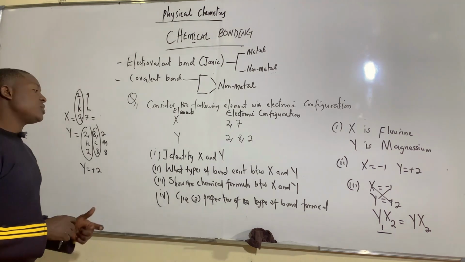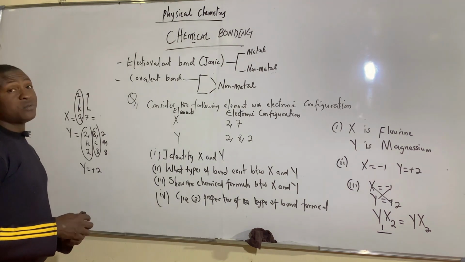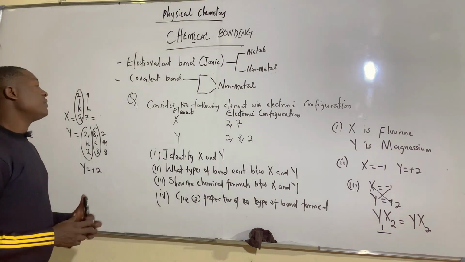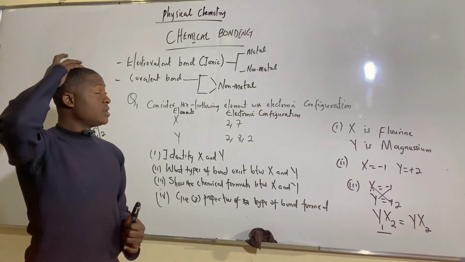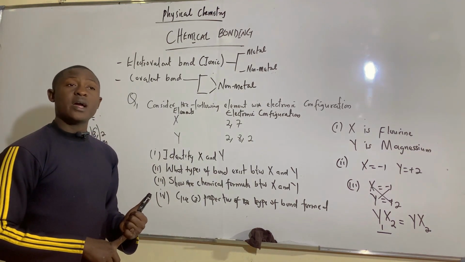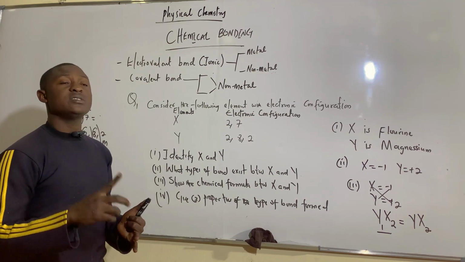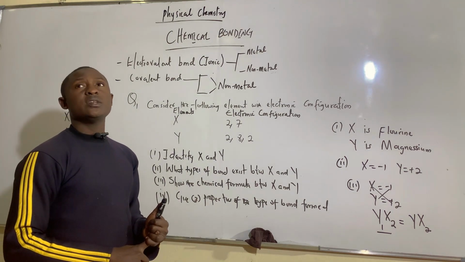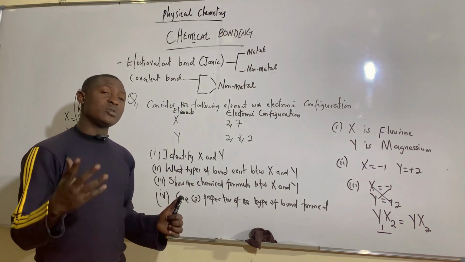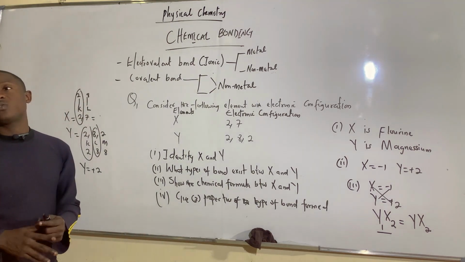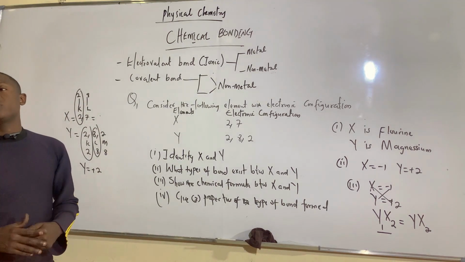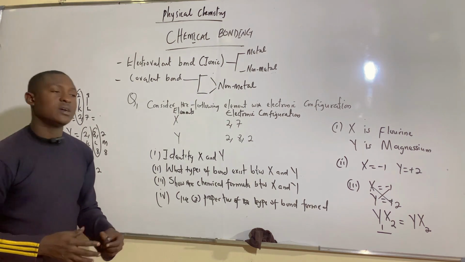The fourth one is to give 3 properties of the type of bond formed. I know you do have many properties for ionic bond. You have high melting point, high boiling point. They are solid at room temperature. At the same time, they are good conductors of electricity. If it is covalent, that means they are bad conductors of electricity.